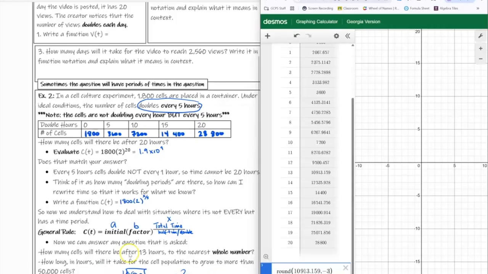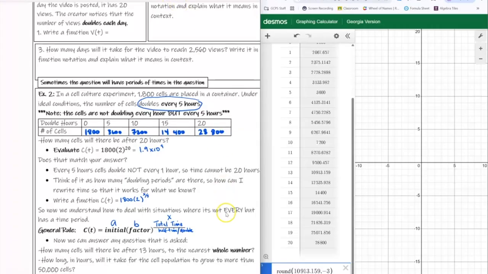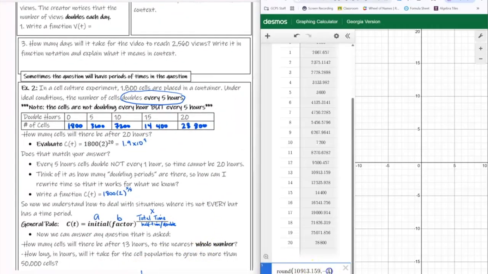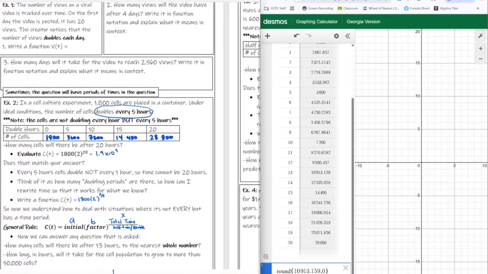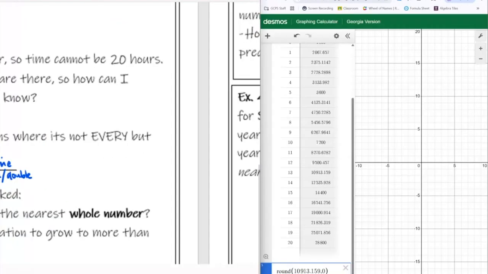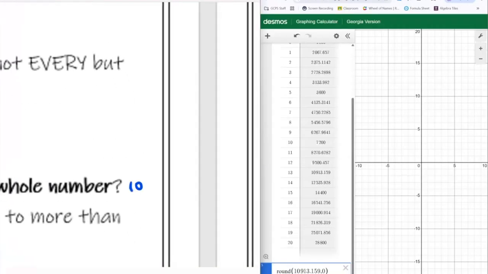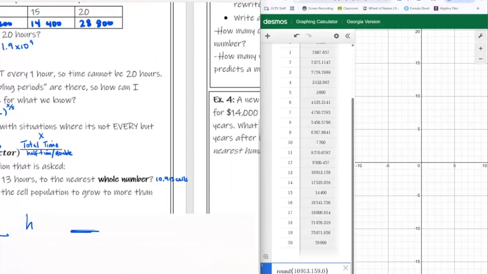All right, so back to our question. You don't need to write that down. That's in your reference sheet that I already gave you. But now I'm going to answer my question, which says round to the nearest whole number. So I don't want any decimals or any numbers after the decimal. So that's going to be 10,913. And what is this? Money? What is this we're talking about? Just forgot. How many cells? Okay, so this is the number of cells. 10,913 cells.